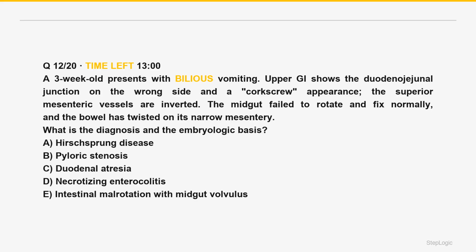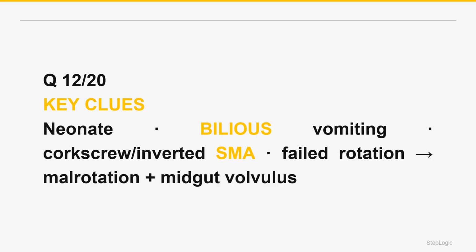Read the command: diagnosis and embryologic basis. Neonate, bilious vomiting, corkscrew, inverted SMA vessels, failed rotation: malrotation with midgut volvulus. This is intestinal malrotation with midgut volvulus.